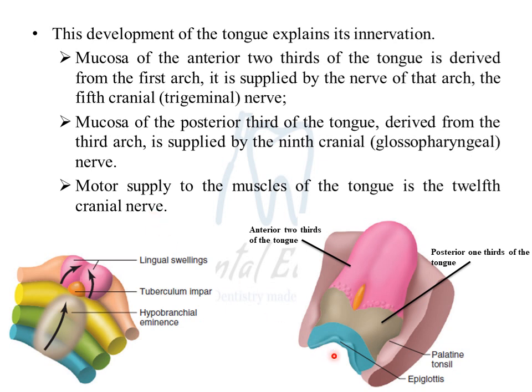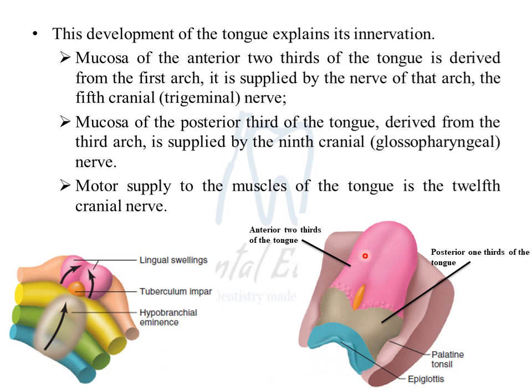So here you can see the posterior region of the fourth pharyngeal arch is basically helping in the formation of the epiglottis. The blue colored line represents the fourth pharyngeal arch. If you see here, okay, it represents the formation of the epiglottis.